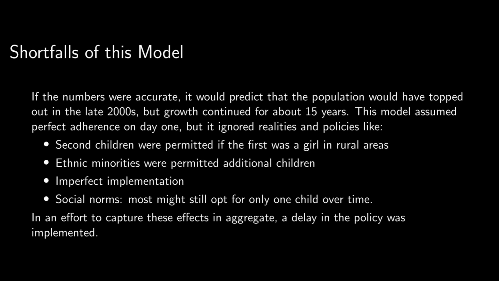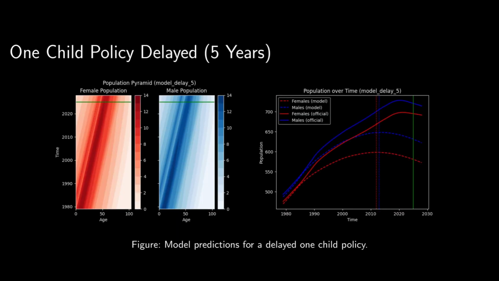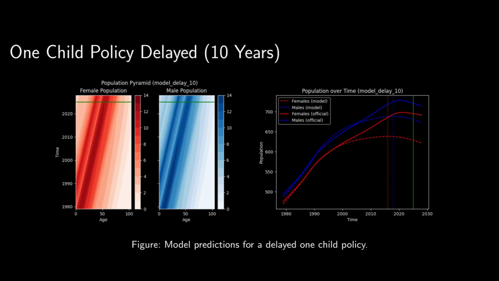In an effort to try and capture these various effects, we model this by delaying enforcement of the one-child policy. The following models assume that the one-child policy just started perfectly after a certain number of years into the future, though one could also model this using a ramp-up. The following slides examine some cases of delayed enforcement. Our first adjusted model delays enforcement by a mere 5 years. It does a little better than the perfect model, but it does not come close enough to the official data to consider it true.